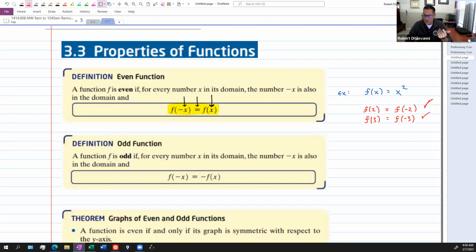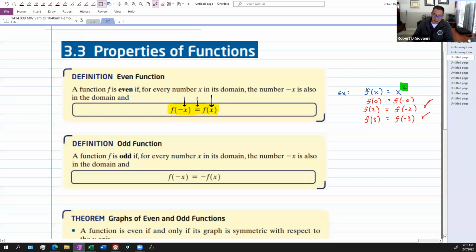What about 0? What if I plug in 0? Will it work for 0? If I plug in 0 and then plug in -0, wait a minute, -0 is still 0, isn't it? So that would still give you the same answer. And that will work for any number you ever pick. So this is an example of an even function. And it's kind of a dead giveaway. Look at the power on x. Do you see it's an even number? That's a dead giveaway that this is an even function, the fact that that power is even.